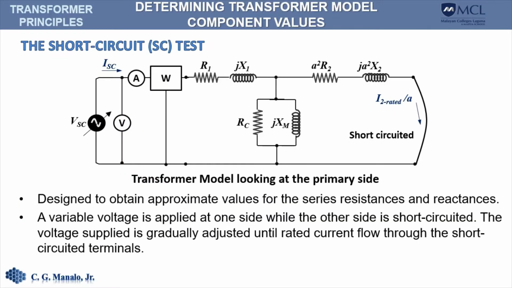This test is called a short-circuit test because we apply a voltage on one side and short the other side of the transformer. So here we have a transformer shown as an equivalent circuit referred to the primary side. The voltage is applied and introduced gradually until such time that the current flowing on the other side reaches the rated current.